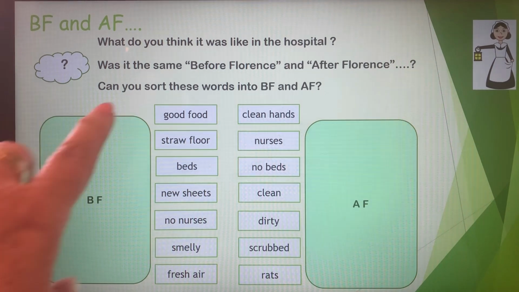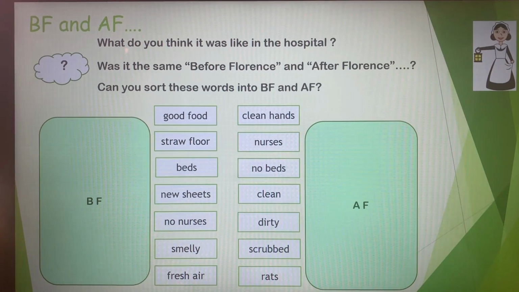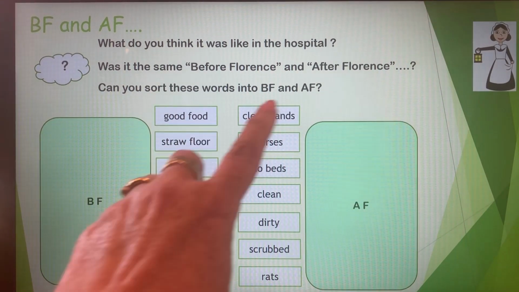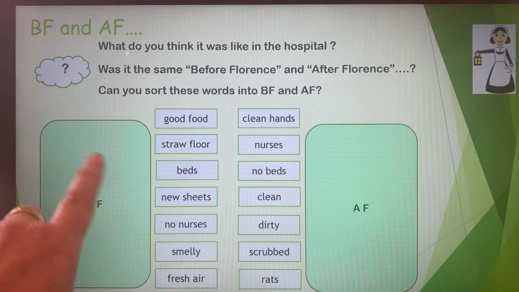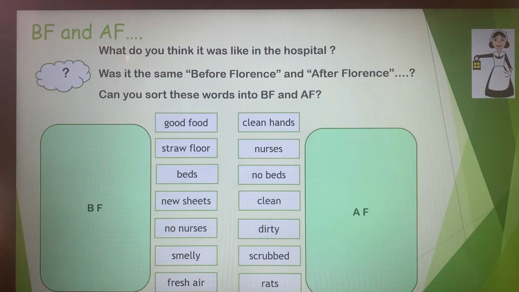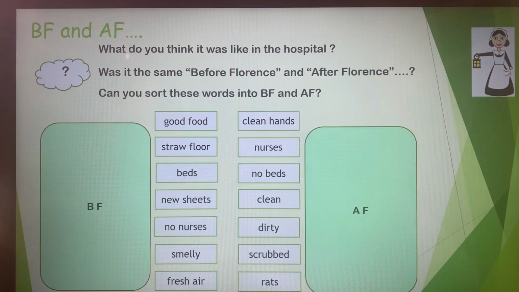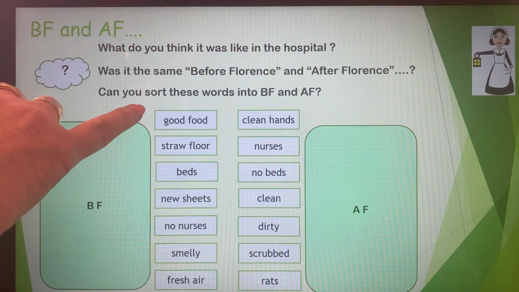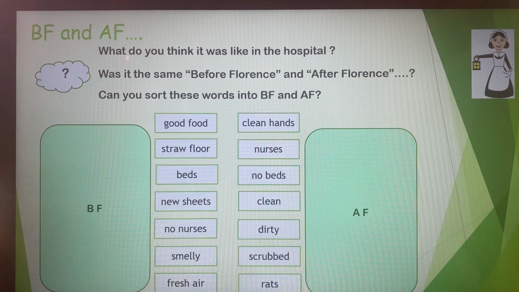So in the middle, I've put some things for you to have a think about. These might be things that you'll be able to use in your writing activity next. I'm going to read them down this side, and then this side. Then you can have a little think and decide, are they things that were before Florence came or things for after Florence came? You might want to write these out on some paper in a list for yourself. So going down the list, good food. Is that before Florence or after Florence came?